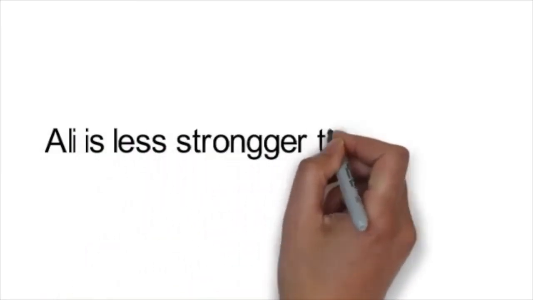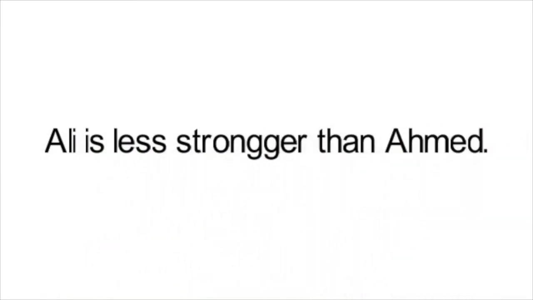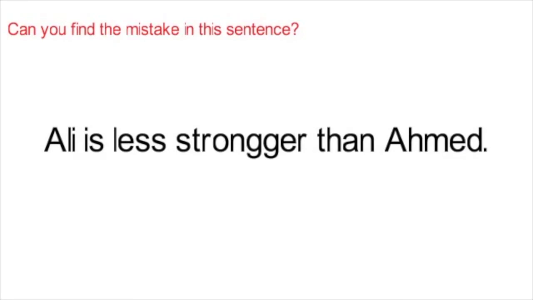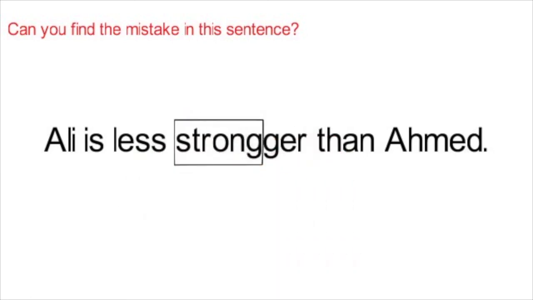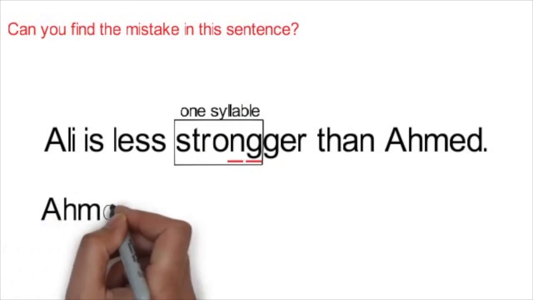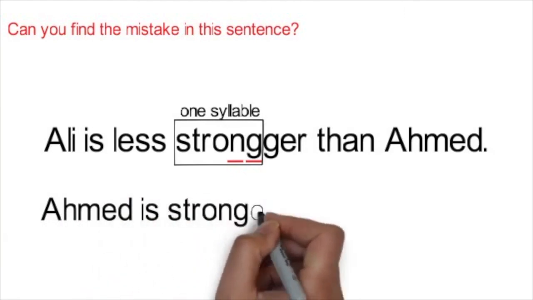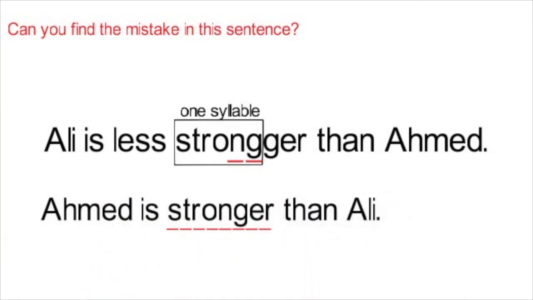Ali is less stronger than Ahmed. Can you find the mistake in this sentence? That's right. Strong is a short word that ends with 2 consonants, N and G. So what do we need to do? Just add ER. Ahmed is stronger than Ali.